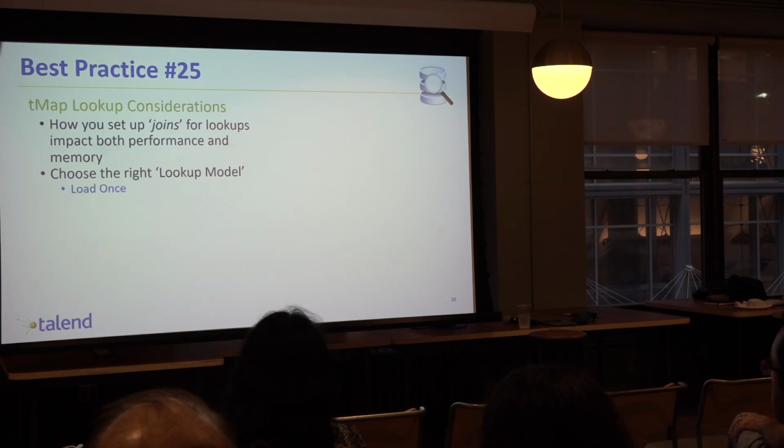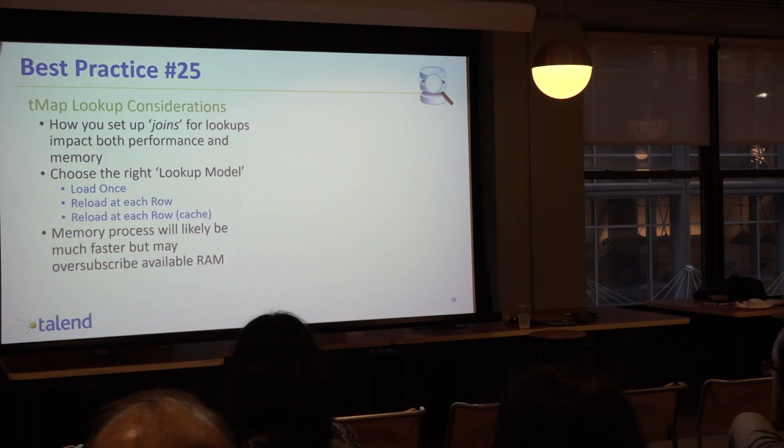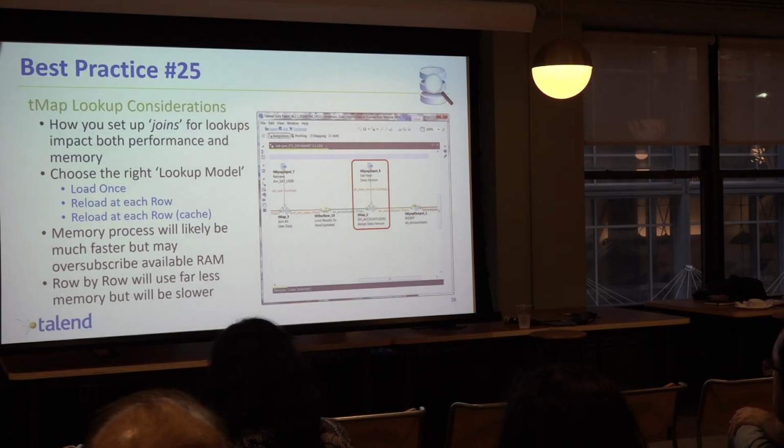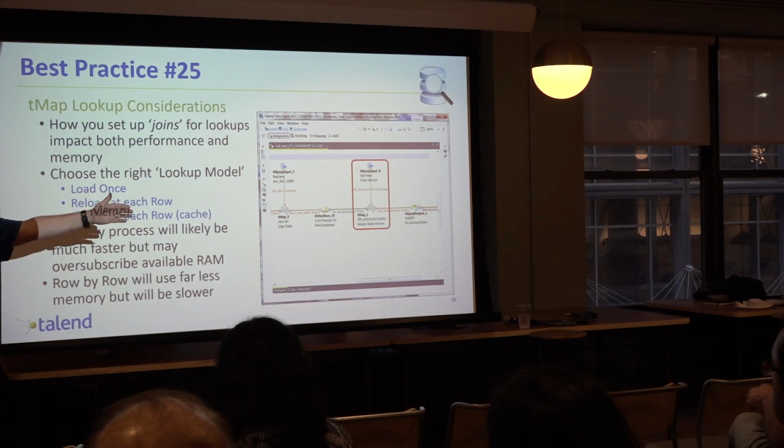I'm going faster than my slides tonight. There are 3 options for the lookup model. The default, which is load once, and that works in a lot of cases. Or you can use the reload at each row. Who's used the reload at each row? Anybody? We got one back here. Almost. No? Okay.